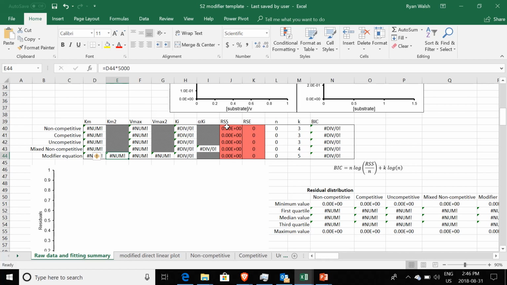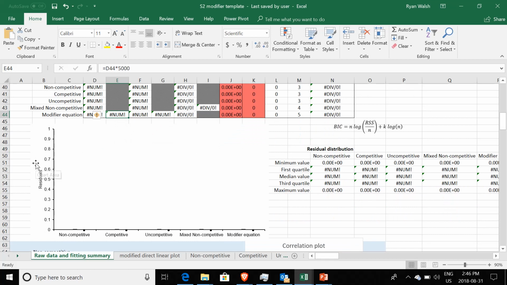You also have relative standard error being calculated, and Bayesian inference coefficient, BIC. This is a value that scores fitting of equations, and it's used to discriminate between equations, which one fits better. And these are all color coded, so it'll show you which one is fitting the data the best near the end.